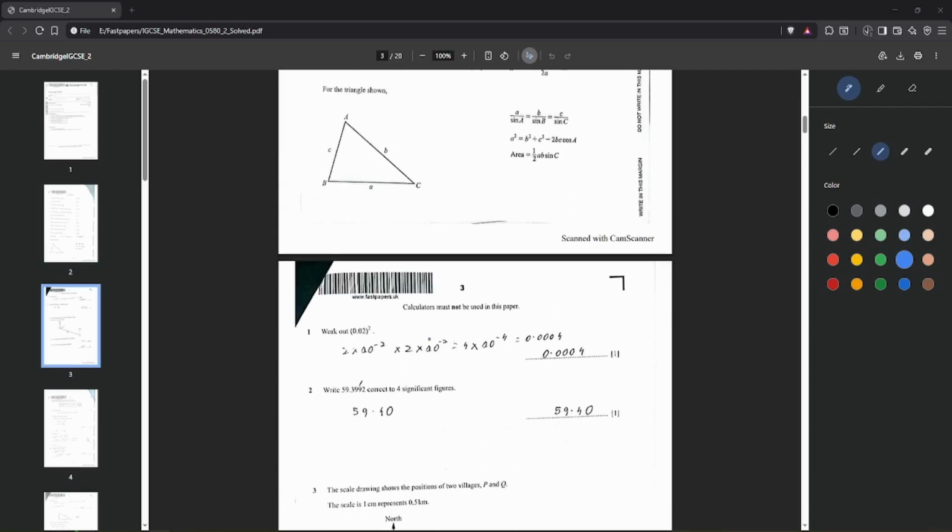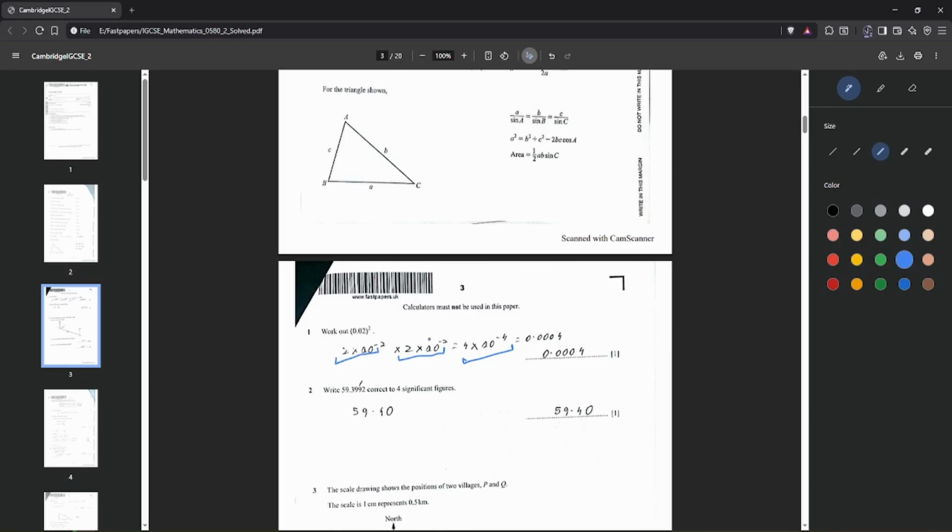Work out 0.02 to the power of 2. So we have 0.02 here and 0.02 here, right? We are going to multiply these two and we get 4 into 10 to the power minus 4. So we have minus 2 here and we have minus 2 here. These two are going to be added to get minus 4. Next, we are going to evaluate this and this becomes 0.0004.